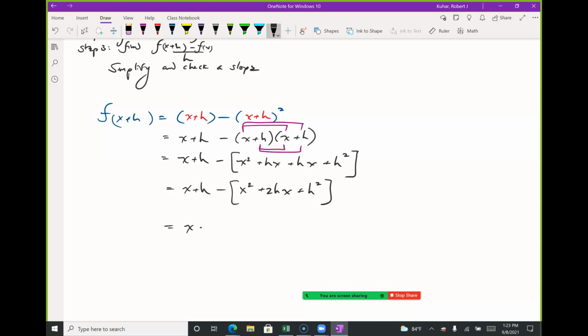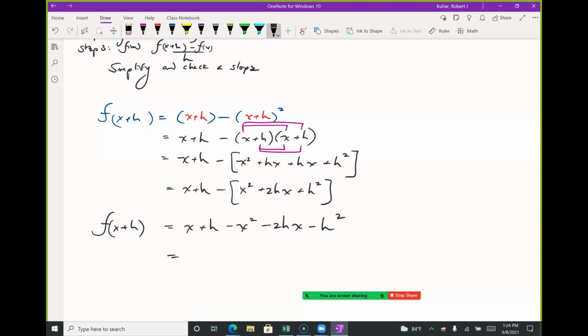So I'm distributing a negative now. And then finally combining any like terms, but I don't have any, so I'm done. How are we doing here? Sarah, yes, you okay?